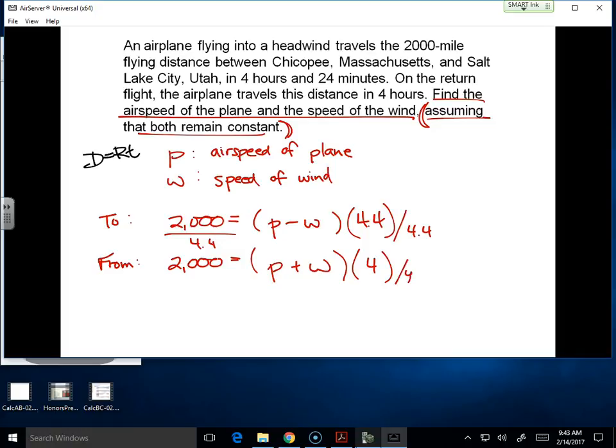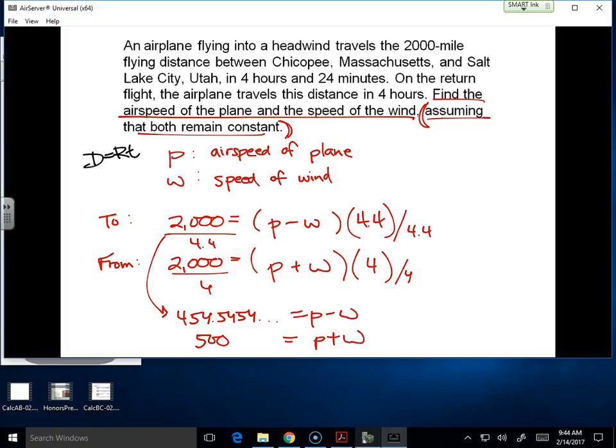This one over here, we can divide by 4, divide by 4. It's a little easier when you divide by 4, right? Because then we'll go ahead and get 2,000 divided by 4.4. 454 point what? 454. Oh, that makes a lot more sense. I'm like, that's crazy. 454.5 equals P minus W, and over here we get 500 equals P plus W.